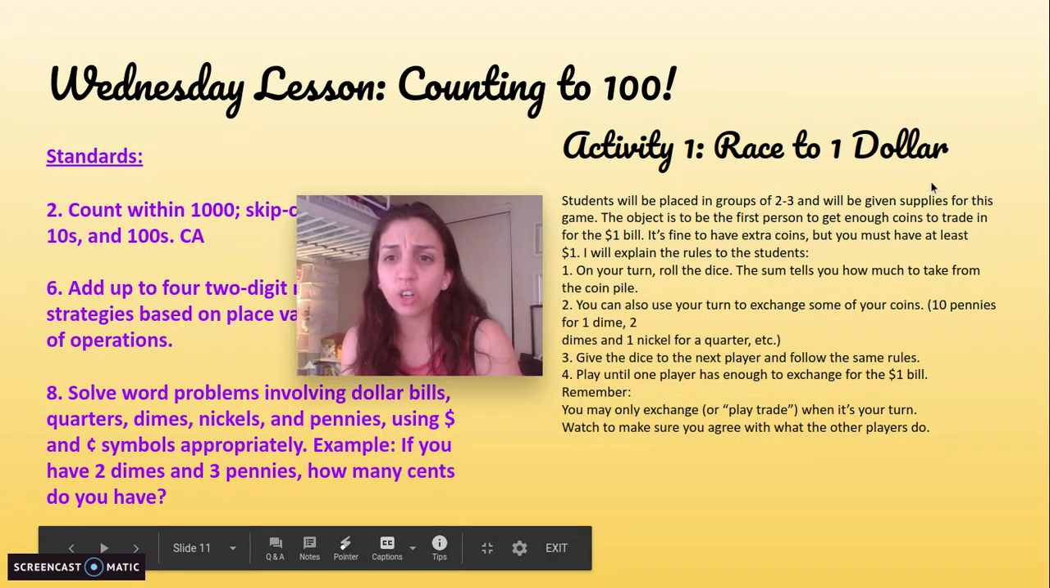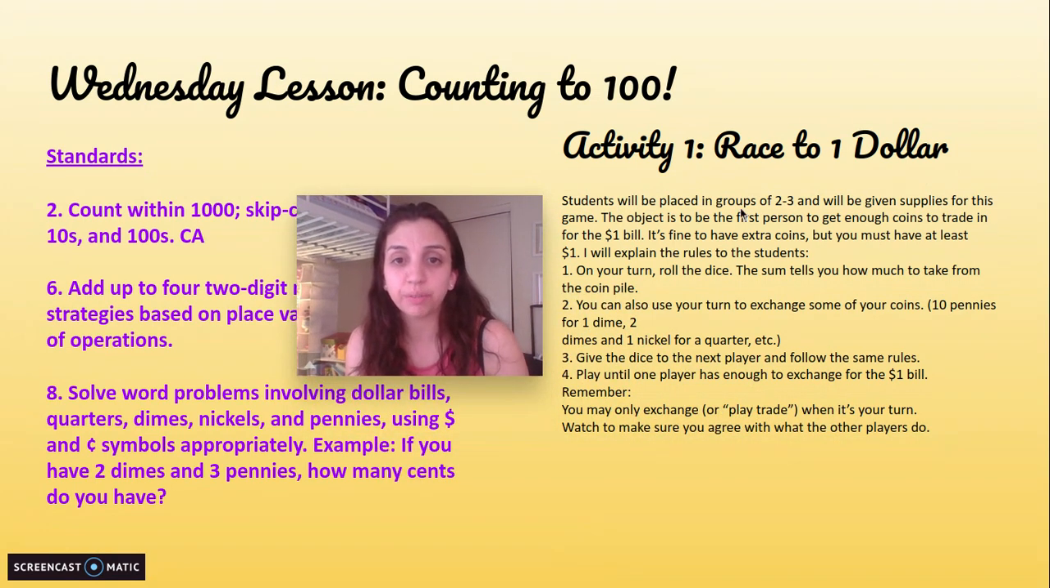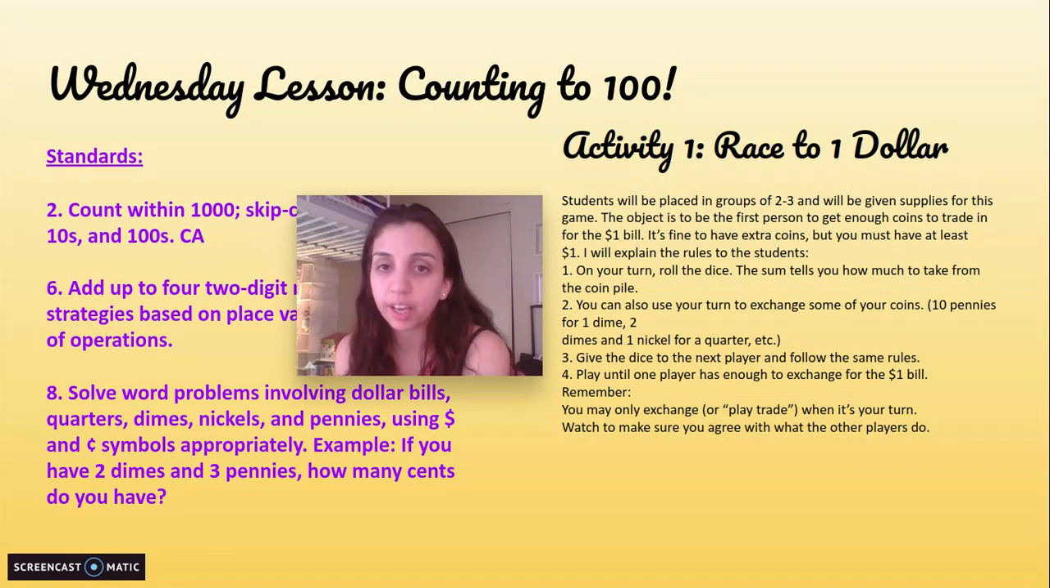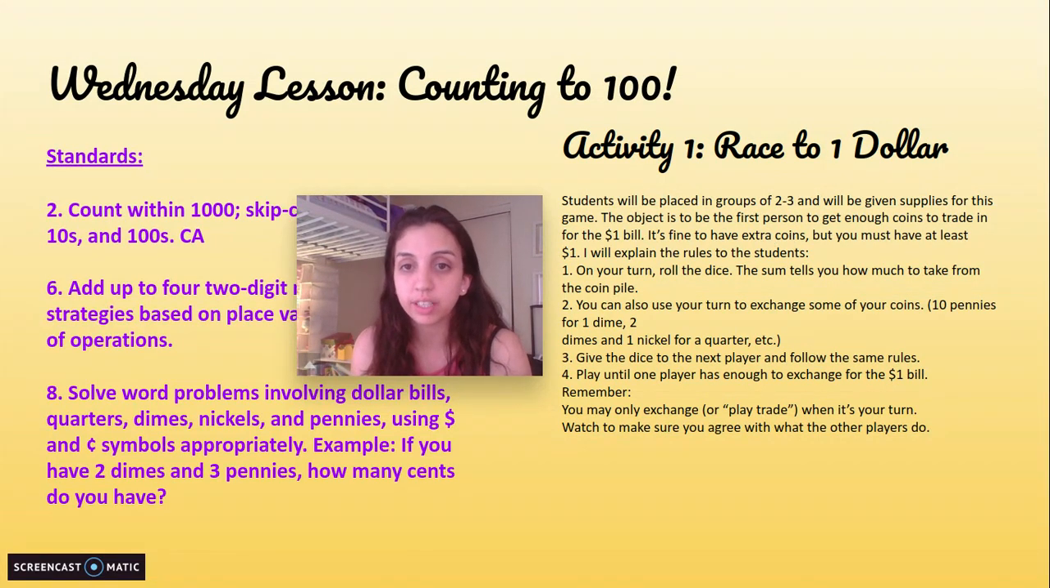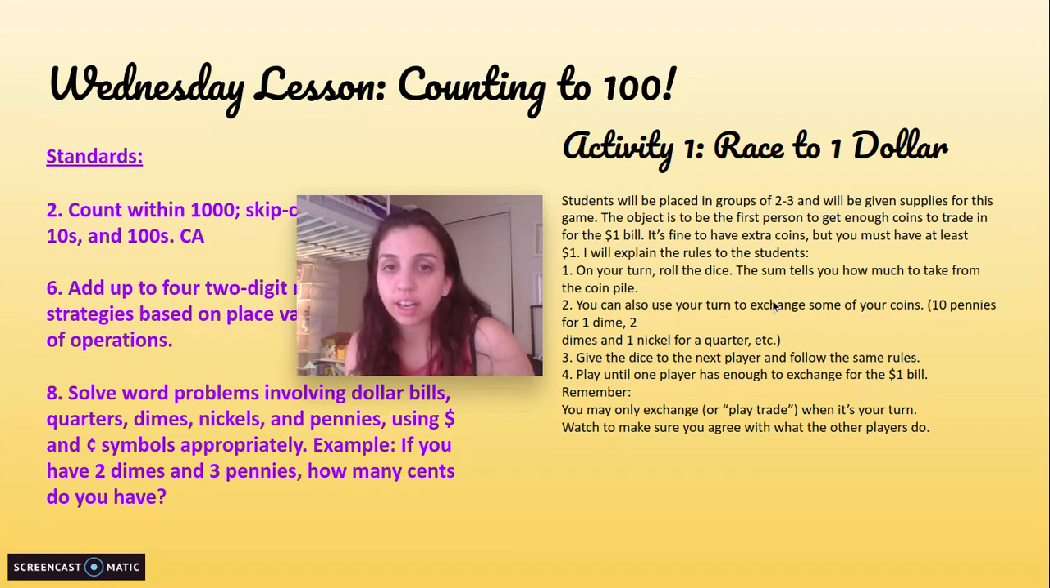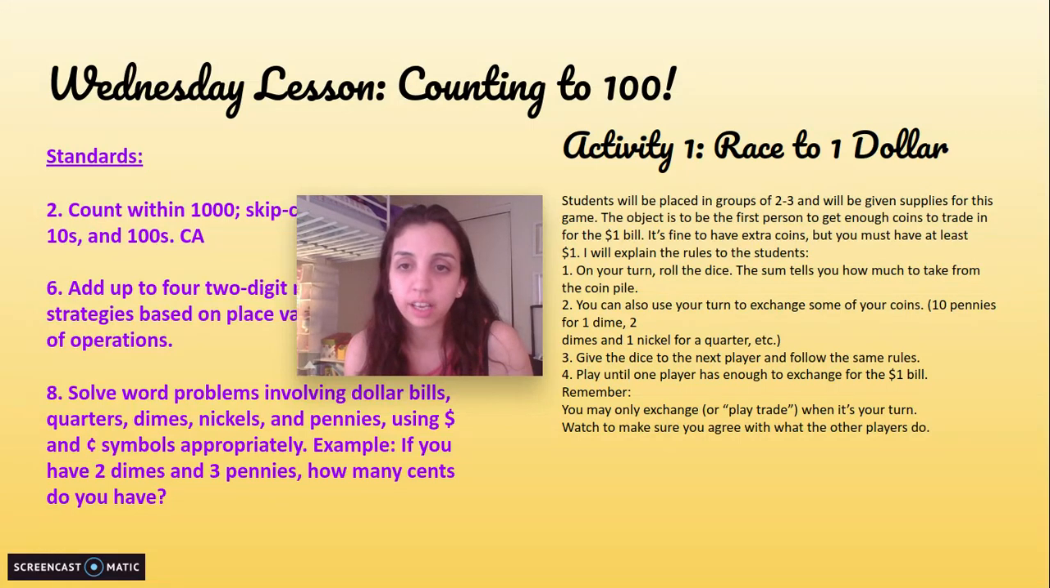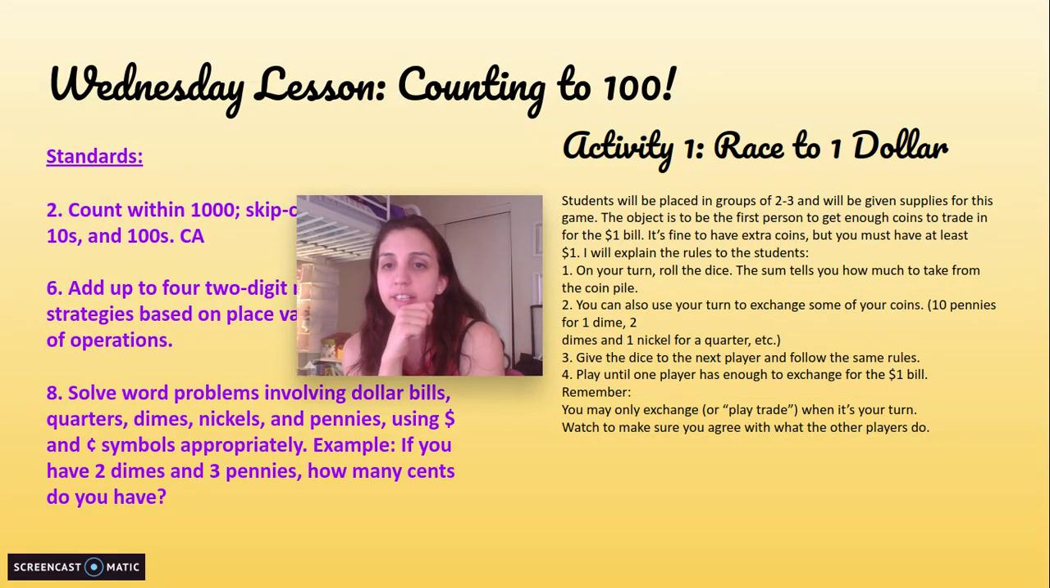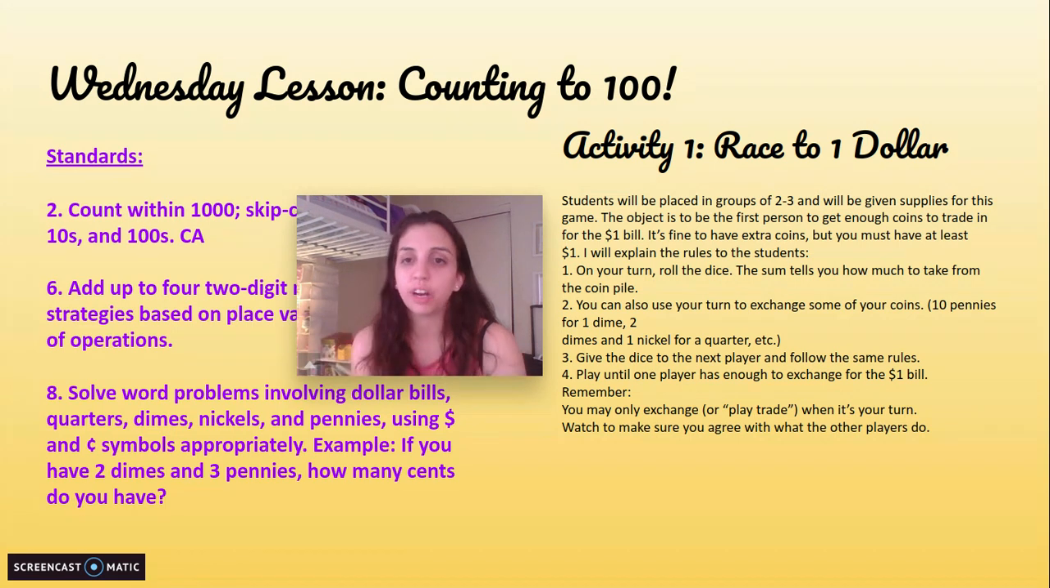So this activity is called Race to $1, and it's a really fun one. Kids are in groups of 2 to 3, and all of the supplies are going to be on the desk. The object is to be the first person to get enough coins to trade in for a dollar bill. It's fine to have extra coins. The rules are basically, on your turn, you roll the dice, and the sum tells you how much you take from the coin pile.